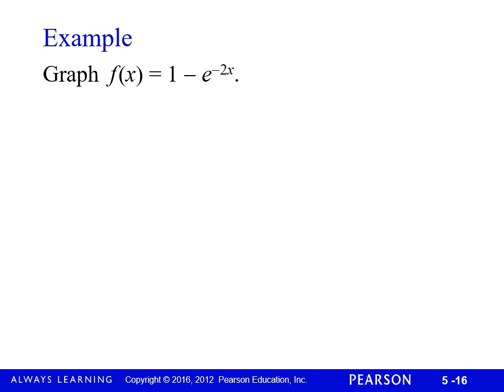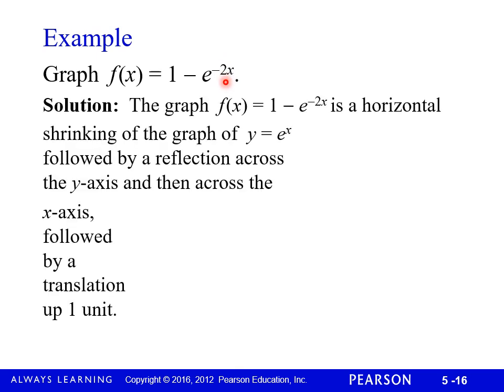Here we have a graph of 1 minus e to the negative 2x. So first of all, we have a 1 outside, so this is telling us that we're going to go up 1. And then we've got a double reflection here, reflecting across x, reflecting across y. And the growth is going to be faster because we're multiplying by a factor of 2. Okay? So the graph of 1 minus e to the negative 2x is a horizontal shrinking. Now it's getting skinnier, which means it's growing faster. Okay? Because the multiplier is a number greater than 1, not a fraction between 0 and 1.